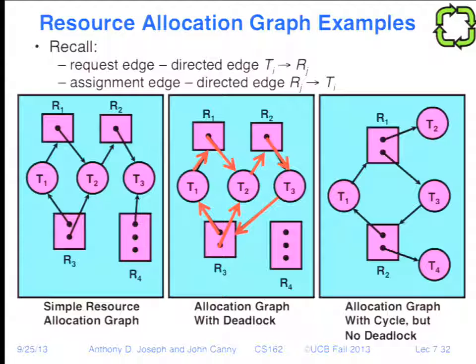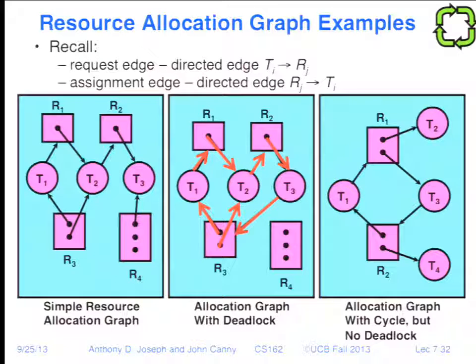All right, let me see. So a request edge is a directed edge from T1. T1 is requesting R3. Yeah, you're right, actually. T1 is requesting R3. Thank you, that makes it clearer. So yeah, T1 is requesting R3.